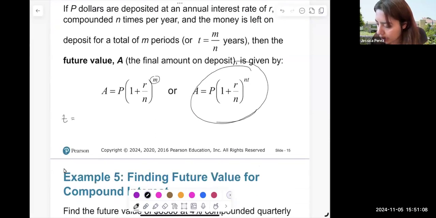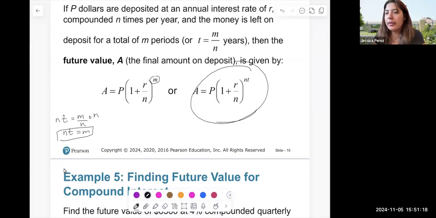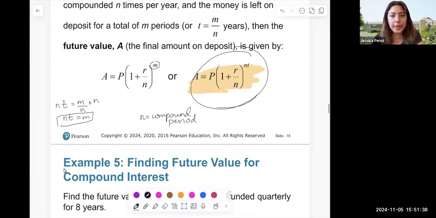Most of the time we are going to be using this one. If you look at T equals M over N, how do we solve for M? We multiply both sides by N, so NT is M. So they're pretty much the same; you're just solving for one of the variables. We're going to be using this formula throughout. This is for compound interest, and the variable N is the compound period. So N is going to change depending on the problem.